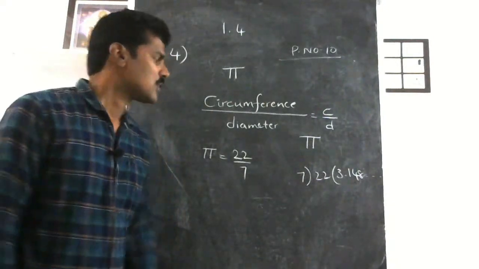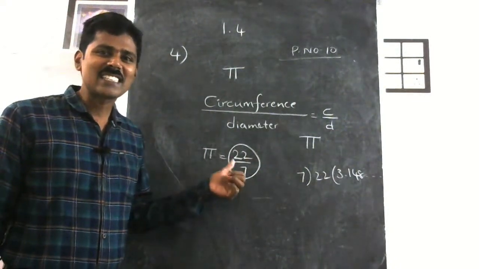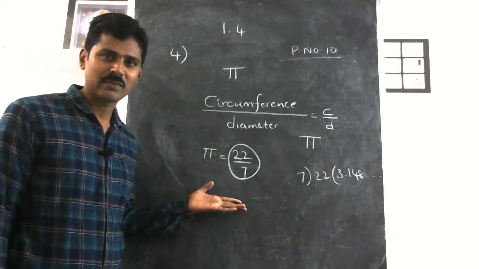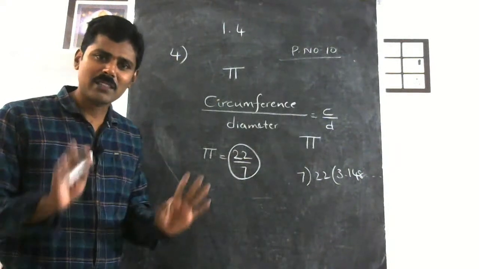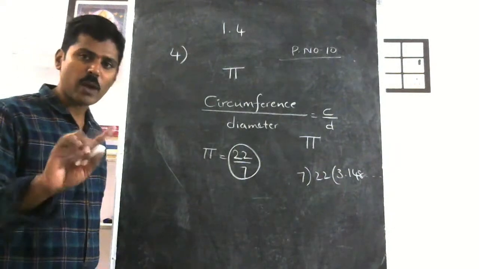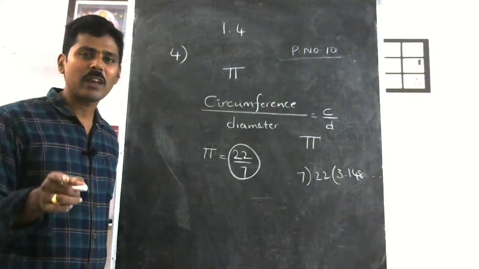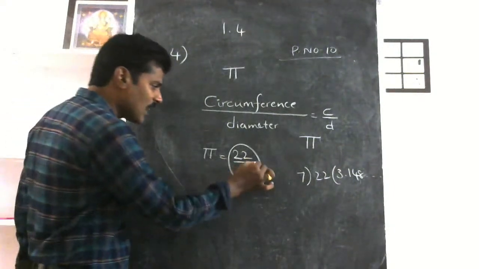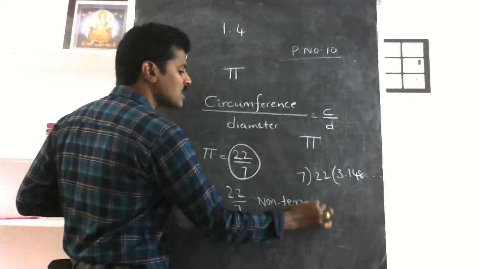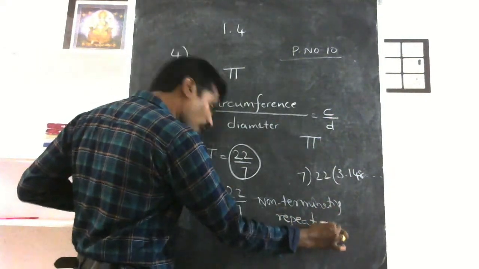No. 22 by 7 is nothing but a rational number. If you write the number in the form of p by q, definitely it is rational, no doubt in that. In rationals we have only two things: one is terminating decimal and another is non-terminating repeating decimal. Definitely 22 by 7 is a non-terminating repeating decimal. You can check and you have to check.